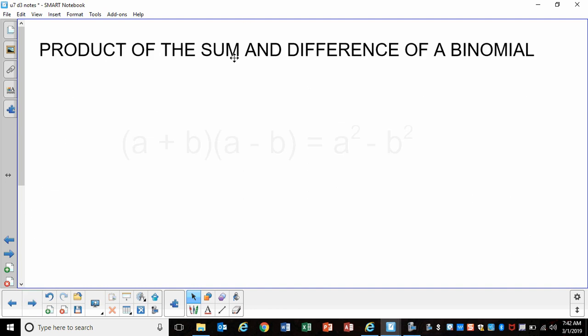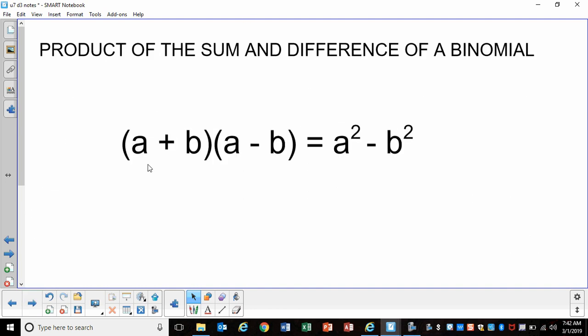The product of the sum and difference of a binomial. Like we said, it's a binomial times itself. The only difference is one's adding and one's subtracting. This is a real shortcut, which is really nice because it's not that much memorization. When you multiply these together, you get whatever a is squared minus whatever b is squared. So take whatever a is in the front, square that, whatever b is in the back, square that, and put a minus sign in between. That's all you've got to do.